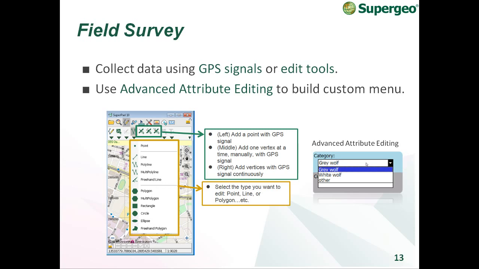And if your targets are regular, you can use advanced attribute editing to create a related table. So you can select the value, and this can prevent the surveyor from typos and also save time. And now let's see the demonstration.